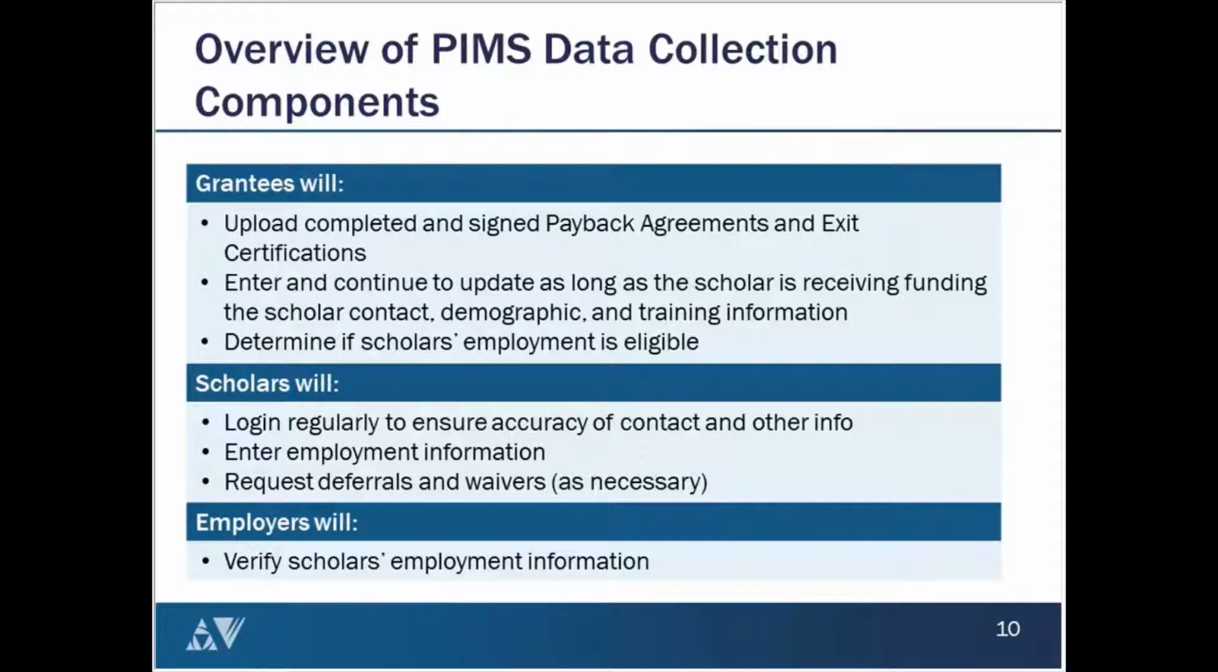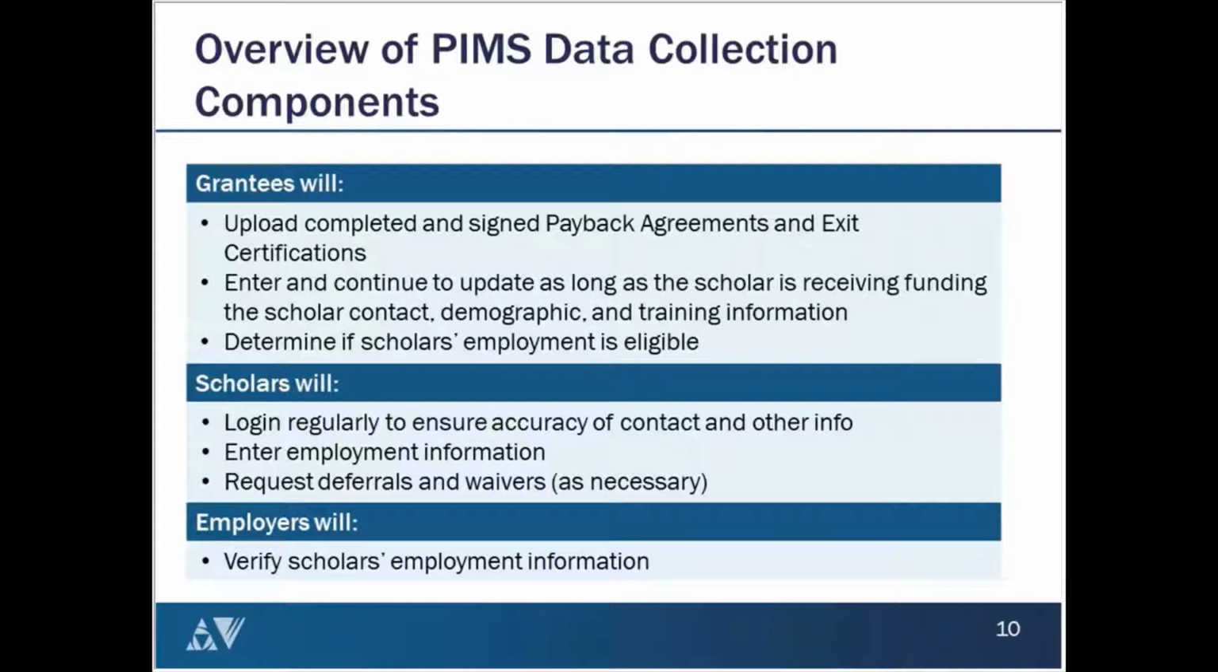But within PIMS, there are definitive roles and responsibilities for each: the grantee, scholar, and employer. So you as grantees are certainly responsible for completing, in conjunction with the scholar, the payback agreements and exit certifications and uploading them into the system, entering and continuing to update scholar information within the scholar record. So that's contact information, demographic information, information about their training and funding. And then, as I mentioned earlier, you'll continue to determine if a scholar's employment is eligible through the PIMS system itself.